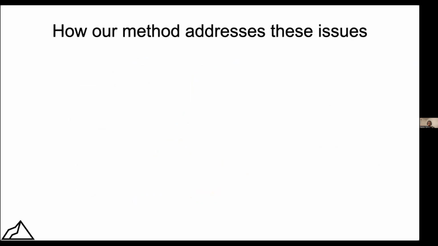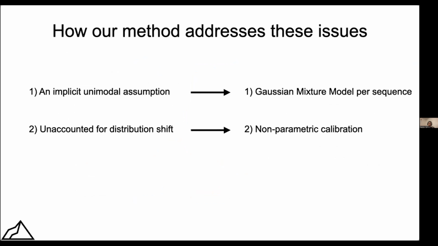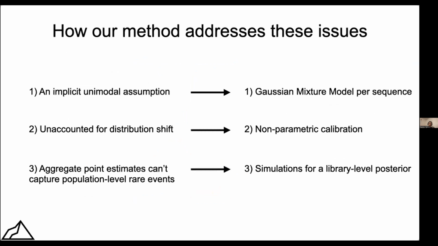Okay, so now how do we address each of these issues? For the unimodal assumption, we have a Gaussian mixture model per sequence. For the unaccounted for distribution shift, we use non-parametric calibration methods to improve our predictions. And then for the point estimates not capturing rare events issue, we use the fact that we now have a distribution per sequence to run simulations to compute a library level posterior.